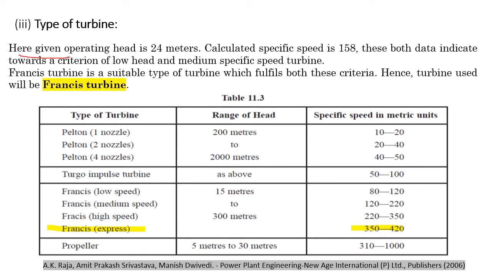Third is which type of turbine is used here. Given operating head is 24 meter and calculated specific speed is 158. These both data indicate toward the criteria of a low head and medium specific speed turbine. For reference, we can use this table from this book. So we can find that this turbine is a medium speed Francis turbine, and the head is in between this, and our specific speed is in between this limit. So our turbine is a Francis turbine.